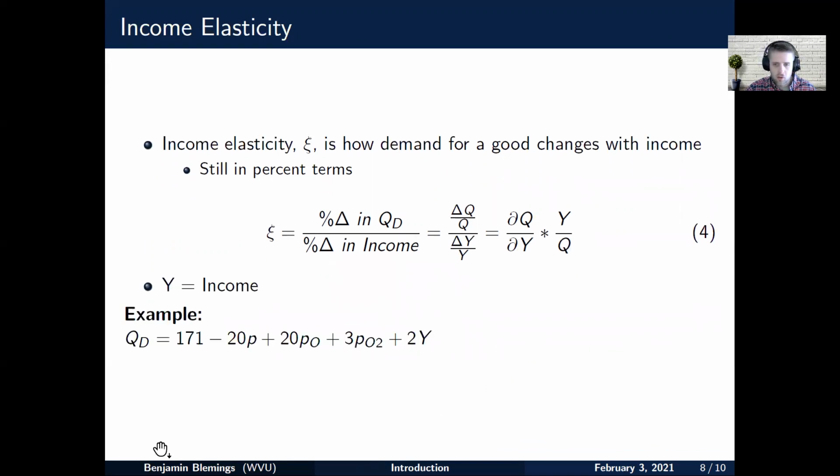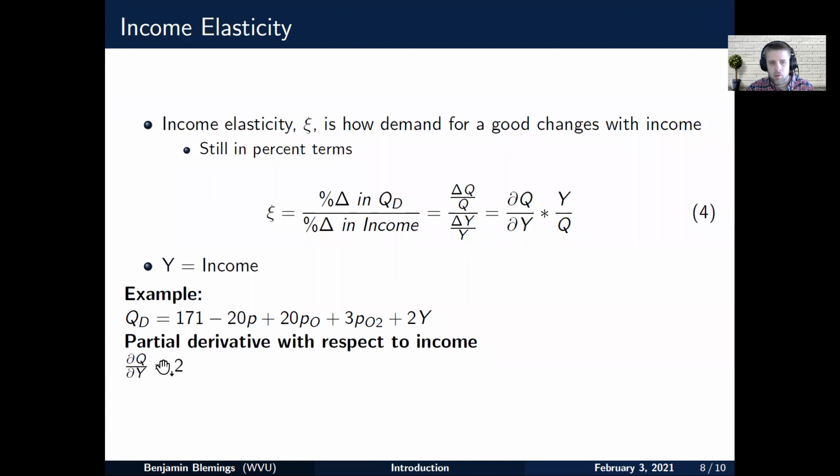And so just a quick example, if your quantity demanded equals this equation here, then 20 is the own price of this good, and these other prices are such that quantity demanded increases with the other price. So these are substitutes for this good. And then it also depends on your income. So the partial derivative with respect to income, so how quantity demanded changes with income, is 2.